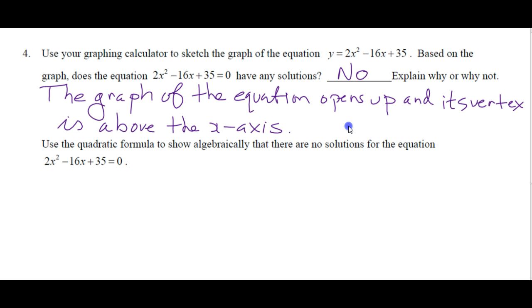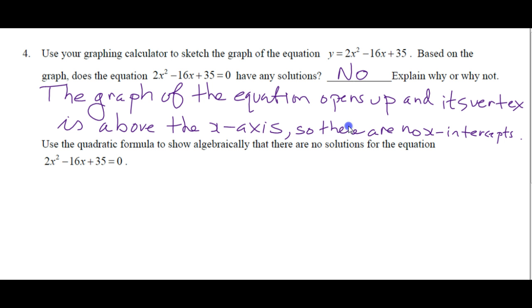Okay, so how about this? It opens up and its vertex is above the x-axis, so there are no x-intercepts. So the solutions, or the roots of the equation, are the x-intercepts of the graph, or the zeros of the function. Values of x that make y 0.